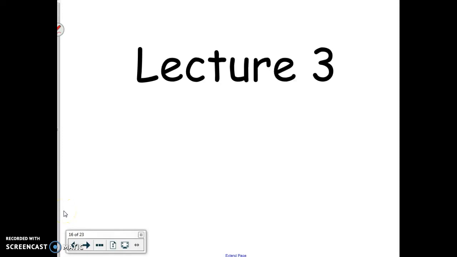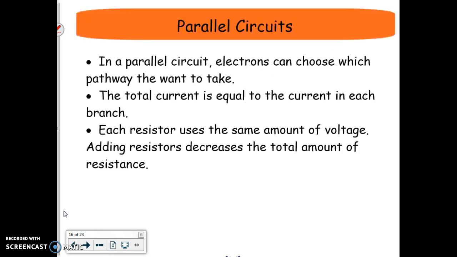Hi everyone. So today we're going to continue our lectures into electricity. So far we've talked about series circuits, not just one type of circuit. The next type of circuit we're going to talk about today is something called a parallel circuit. Most of what you folks actually deal with at home and everywhere in the world is something called a parallel circuit. Electrons can choose which pathway they want to take.